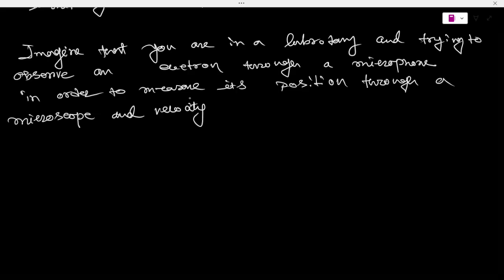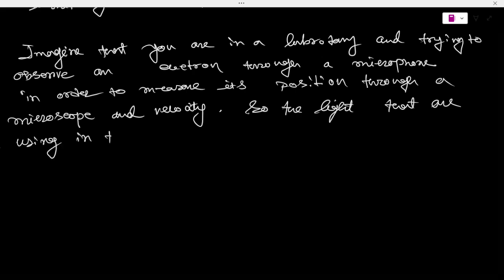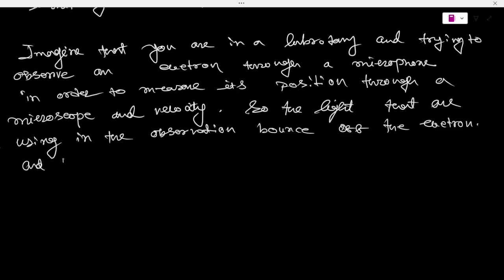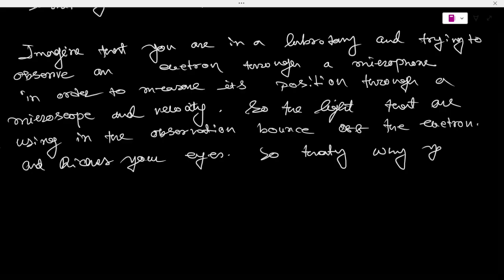Okay, so the light that you are using in this observation basically bounces off the electron and reaches your eyes, so that's why you can see it.